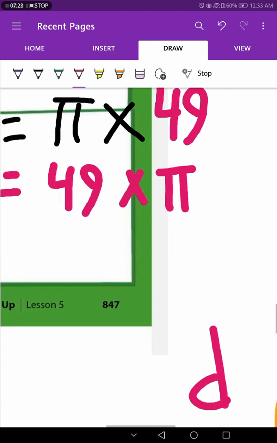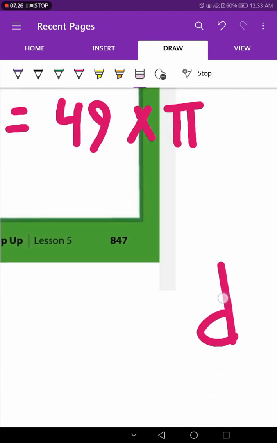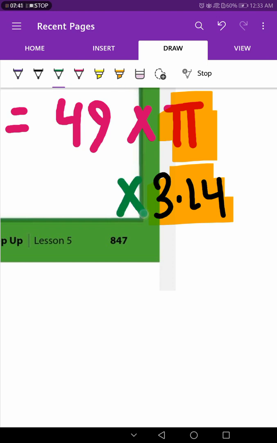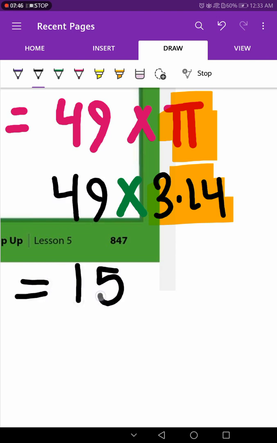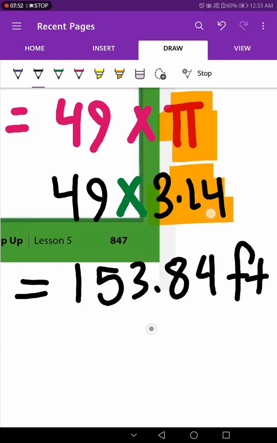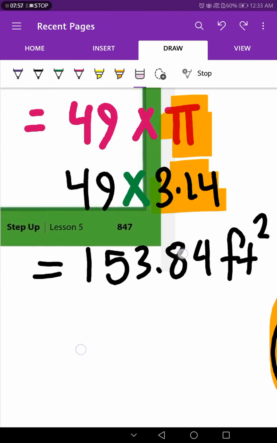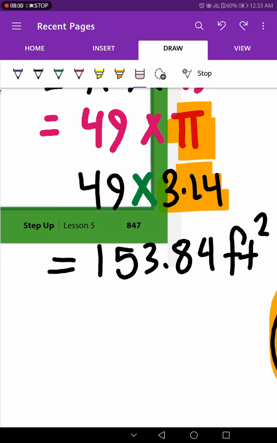And you learned before, what does the pi equal? Yes, you know. The pi equals 3.14 or 22/7. You can write it in any way. It is the same result. So multiply by 49, which equals 153.84. Look at the unit, feet square. Okay, my dear students, feet square, because it is area.